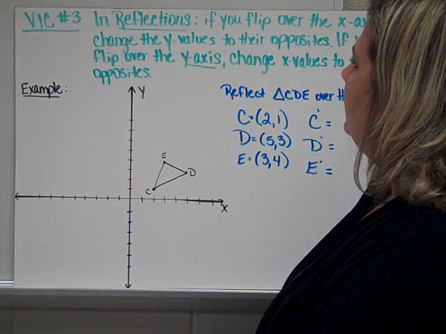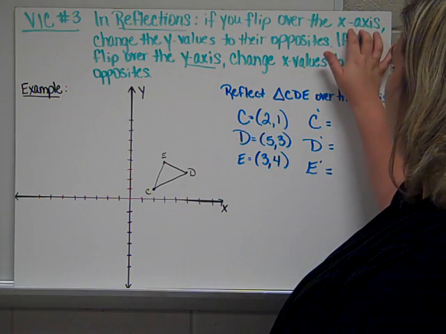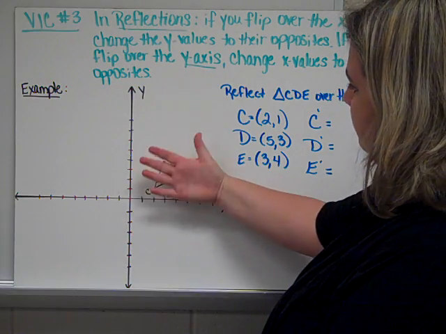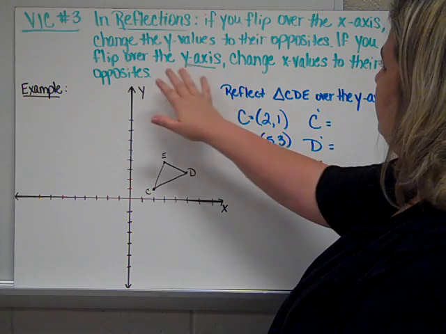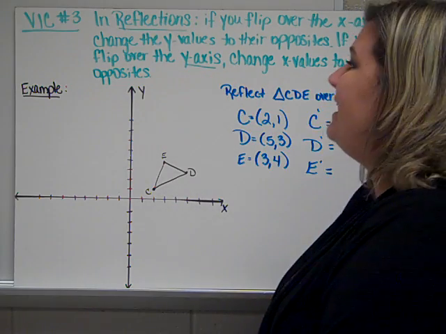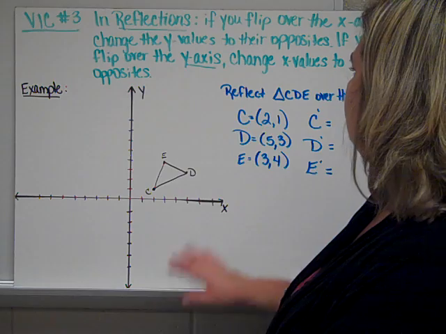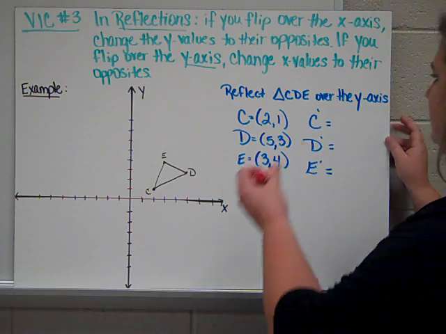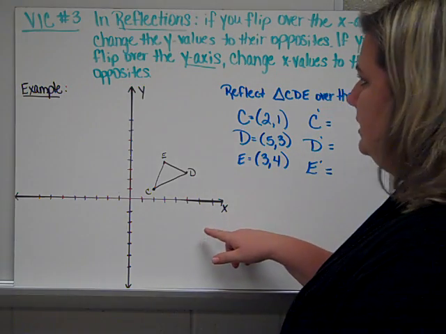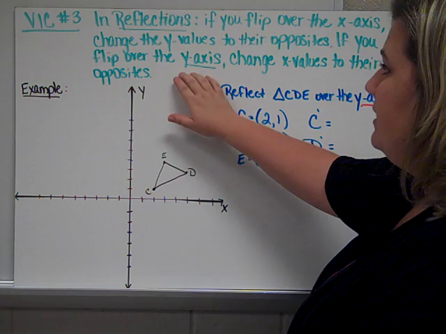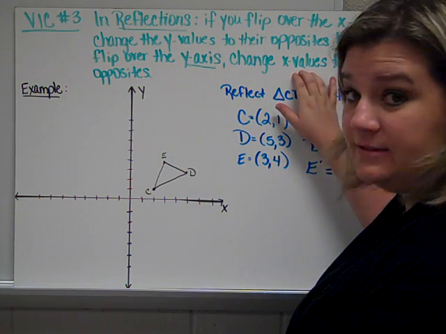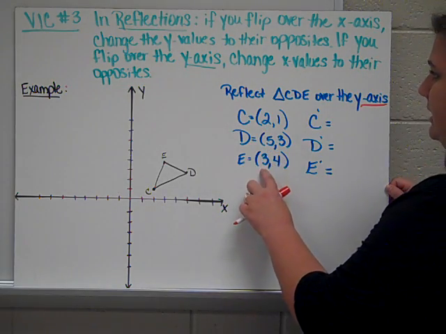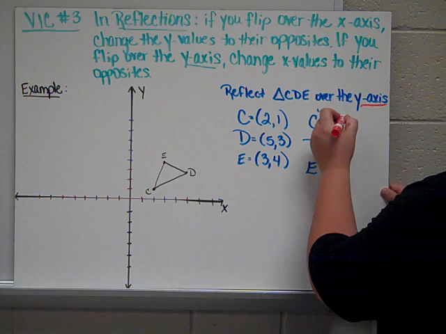Big number 3. In reflections, if you flip over the x-axis, you are changing the y values to their opposites. If you flip over the y-axis, you change the x values to their opposites. So let's reflect triangle CDE over the y-axis. In number 3, we said if we flip over the y-axis, we're changing the x values to their additive inverses. So here are my x values, and we're changing them to opposite signs.